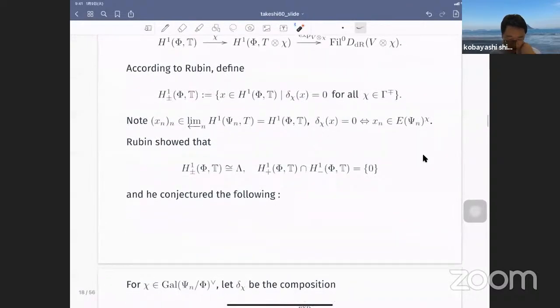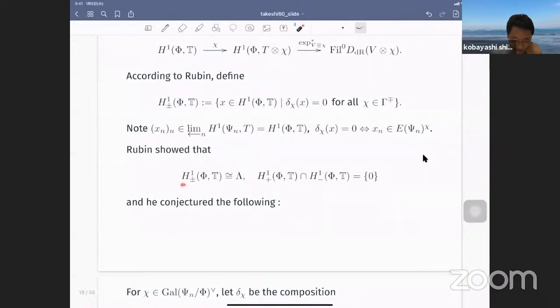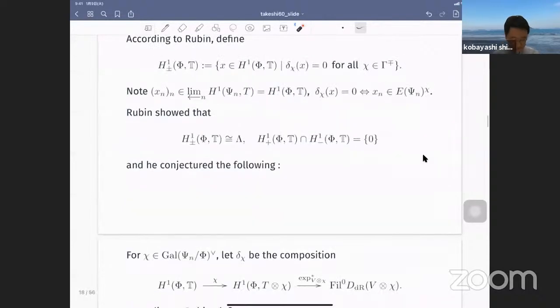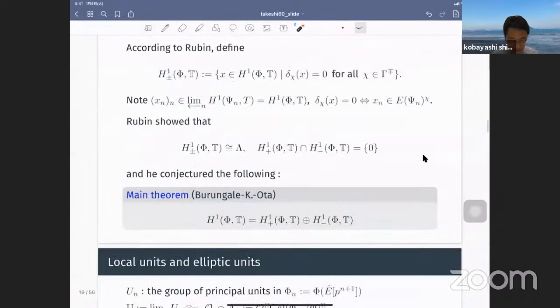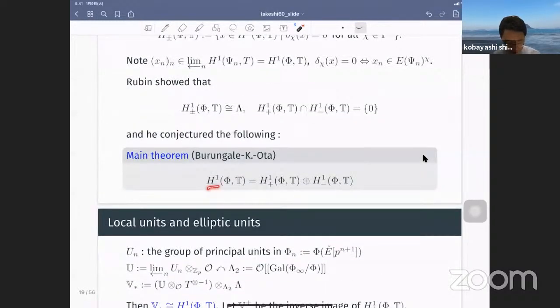And Rubin shows that this group is free of rank one as a Λ-module, and there's no intersection. And he conjectures the following. This is Rubin's conjecture. So the local Iwasawa homology is divided into plus part and minus part. And recently we proved it. And this is the main theorem of my talk.